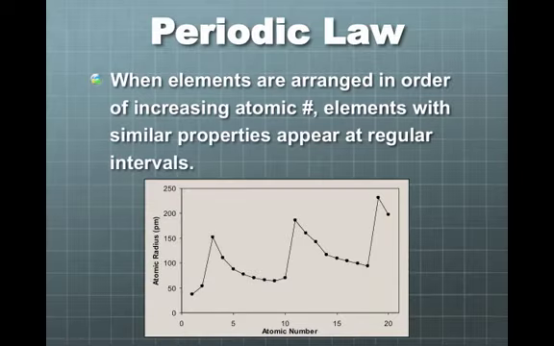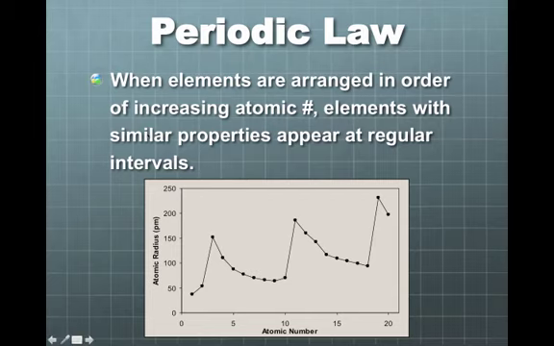The periodic law states that when elements are arranged in order of increasing atomic number, the elements with similar properties appear at regular intervals.